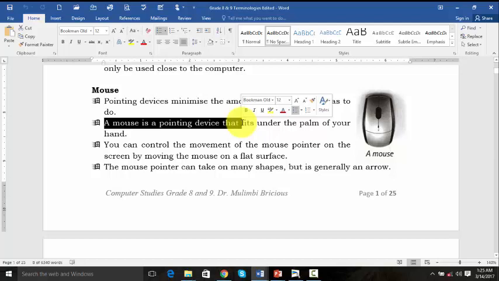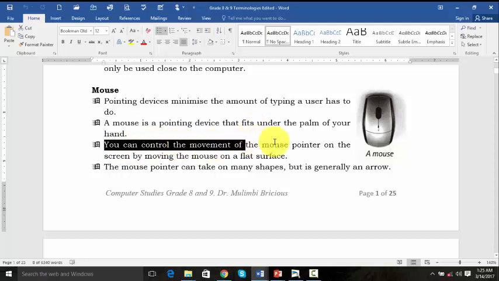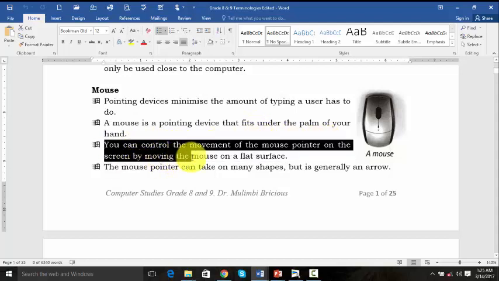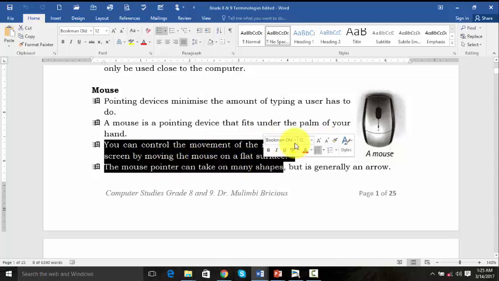Okay, we know for sure that a mouse is used for pointing and selecting. But what we are saying is that it is a pointing device that fits in your palm. The palm means inside the hand. Inside the hand there, that is what we call the palm. Now, you can control the movement of the mouse pointer on the screen by moving the mouse on a flat surface. Now, on our screen here, we are able to see our mouse.